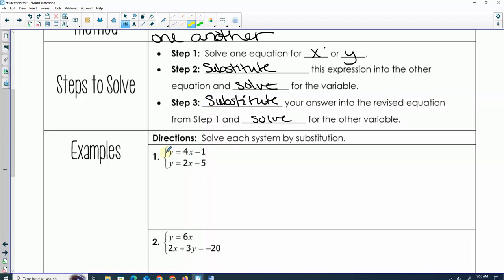If I take the first equation, it's already y equals. So that equation is already solved for y. What we are going to do now is substitute it into the other equation. So the second equation is y equals 2x minus 5. But the first one tells me y is 4x minus 1. So I'm going to take that expression, the 4x minus 1, and I am going to replace my y. We know y is the same as that, so instead of y, I'm going to write 4x minus 1.